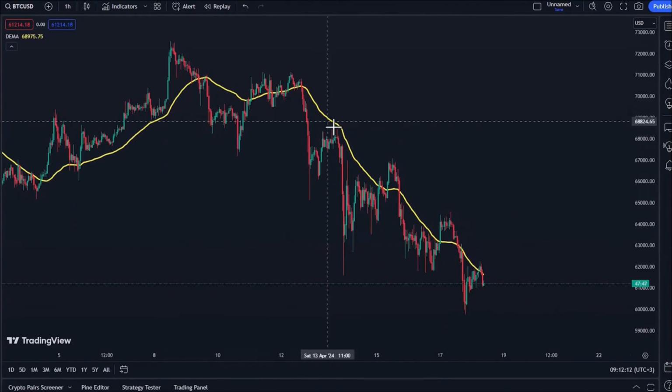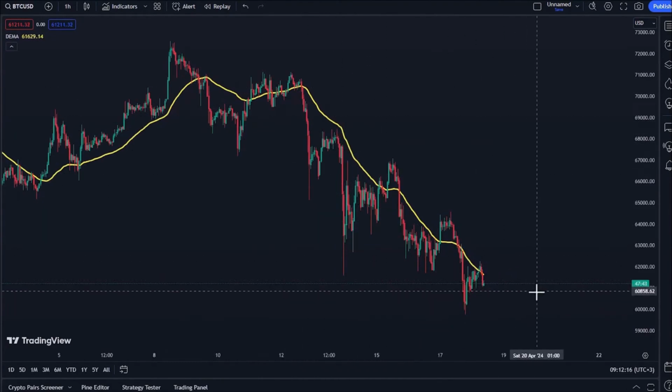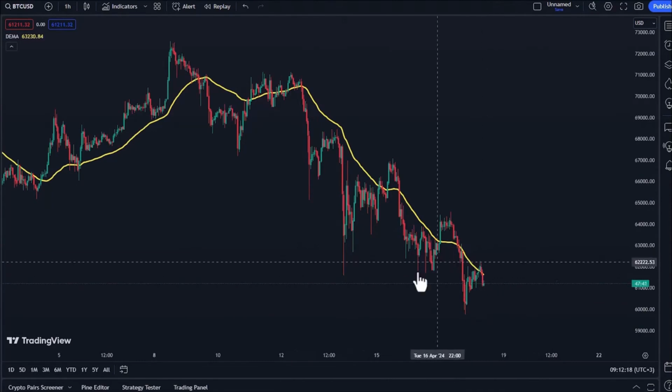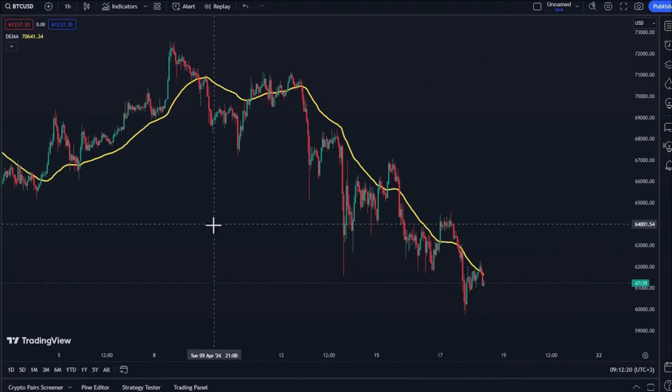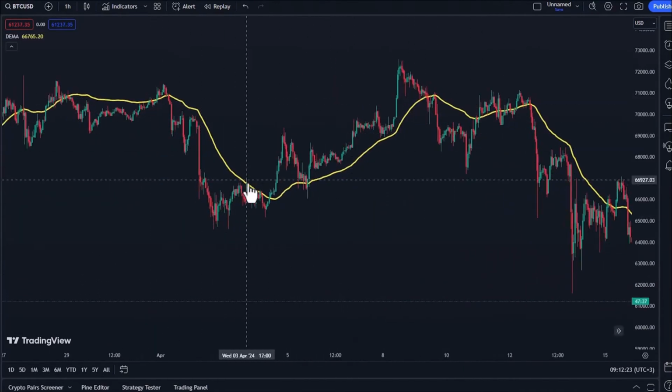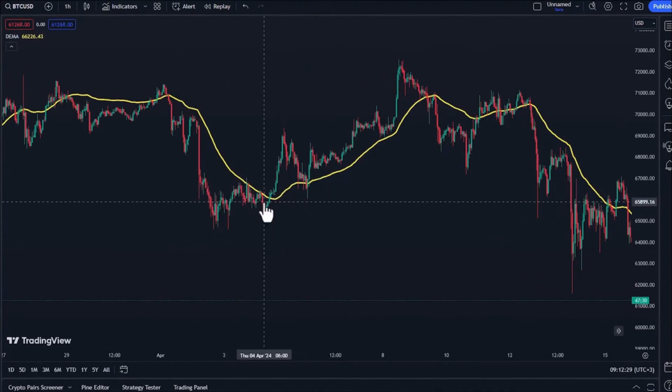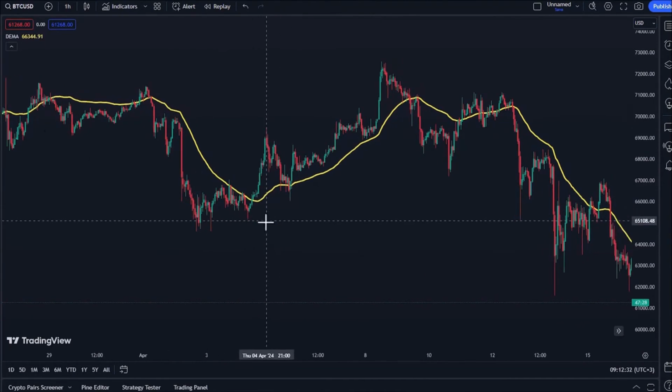For example, currently our trend is a downward trend and we should only take sell positions in line with the downward trend and not look too much for buy positions. As you can see here, the trend has been downward up to the point where we experienced a reversal and the candles started to come above it.